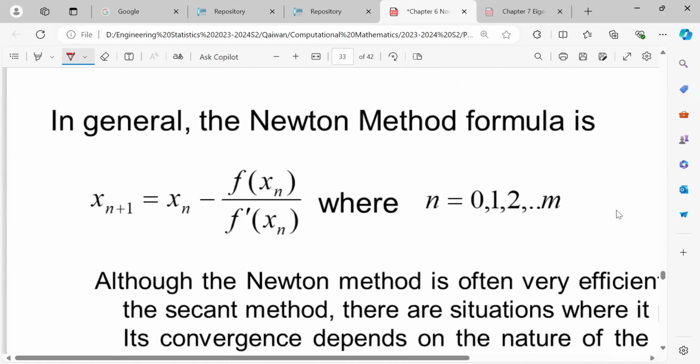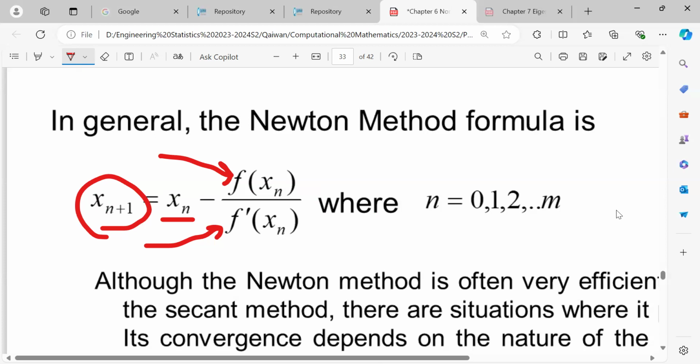For finding each next x value, we use the previous one. For example, if you have xn, to find xn plus 1, it is xn minus f of xn divided by f prime of xn. F prime of xn means the derivative of the function, evaluated at the given value.